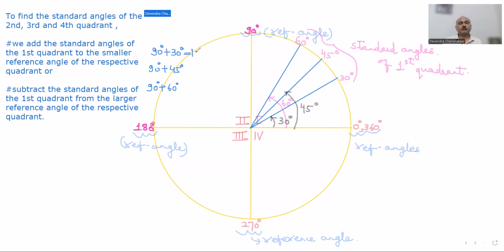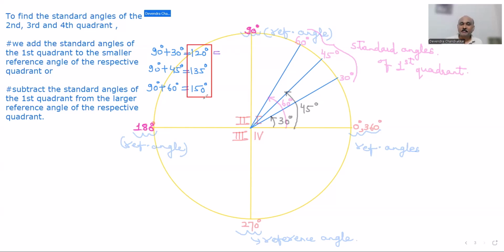90 plus 30 is 120 degree. 90 plus 45 is 135 degrees. 90 plus 60 is 150 degrees. So these three angles are now the standard angles of second quadrant. Can you see these angles are less than 180 but greater than 90? Yes or no? Yes, sir. And that's why these are called reference angles of second quadrant.